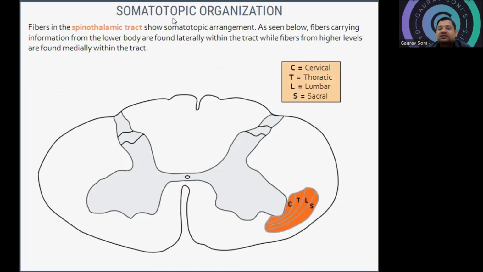Now, how is the somatotopic organization going to take place? You can see here, fibers in the spinothalamic tract show somatotopic arrangement. As seen below, fibers carrying information from the lower body are found laterally within the tract, while the fibers from higher centers are found medially within the tract. The cervical, thoracic, lumbar, and sacral. So those coming from the lower body are found more laterally, and those coming from the higher centers turn towards the medial side. The CTLS is just shown here. Somatotopic organization means how the fibers are arranged in that particular tract depending on the level of the body they come from. The CTLS is the main four parts.